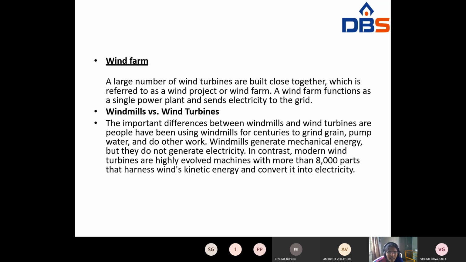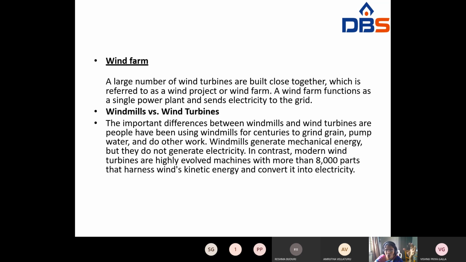Wind farm: a large number of wind turbines are built close together. When you build many wind turbines close together, this is referred to as a wind project or wind farm. A wind farm functions as a single power plant and sends the electricity to the grid.